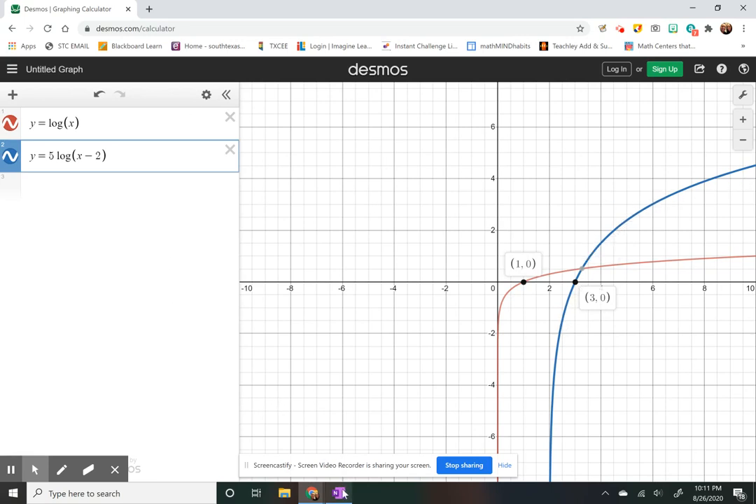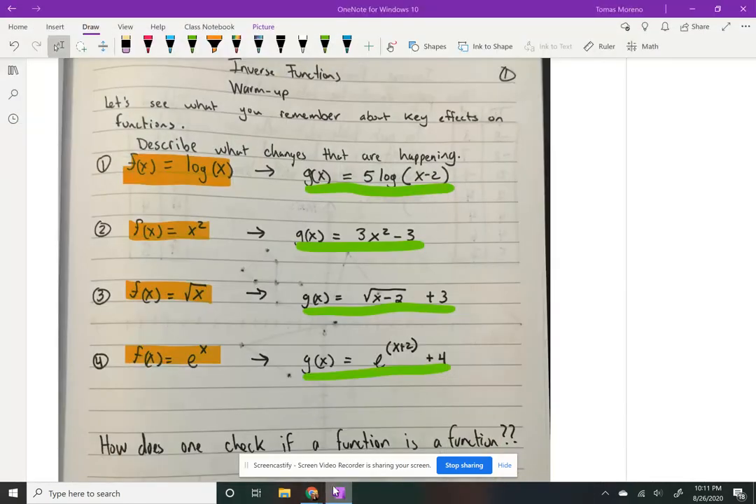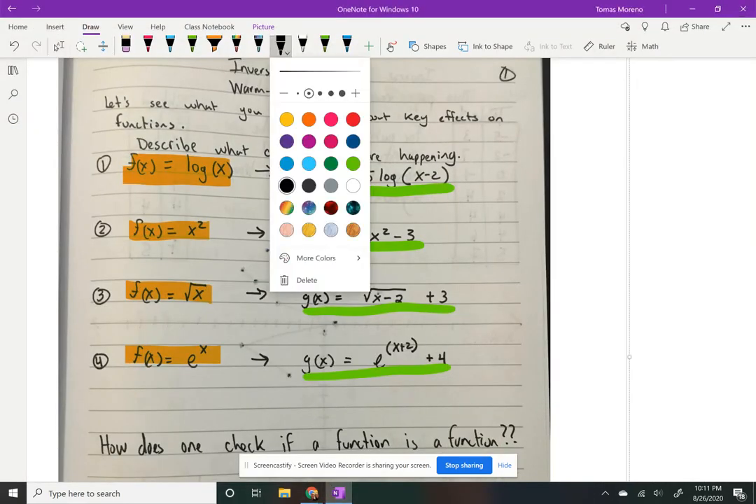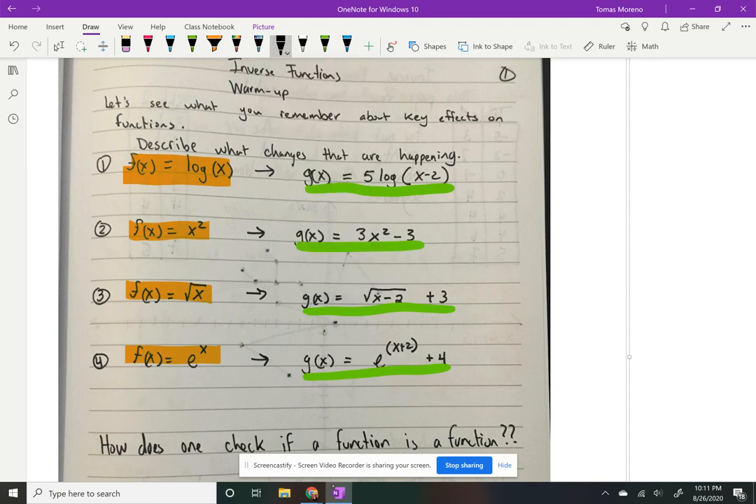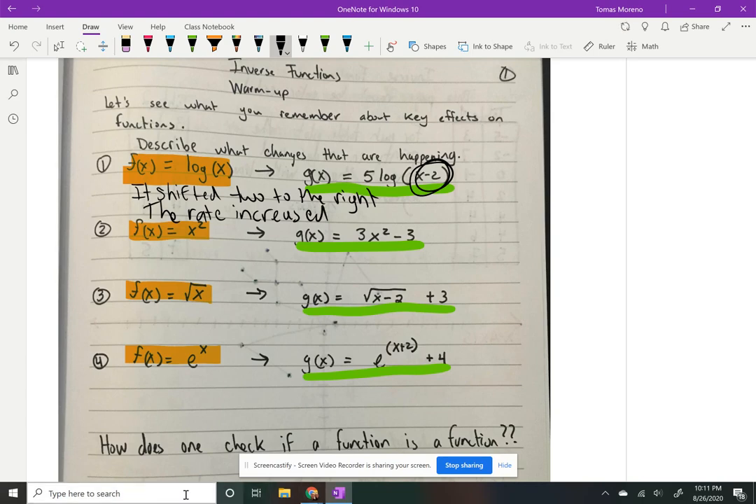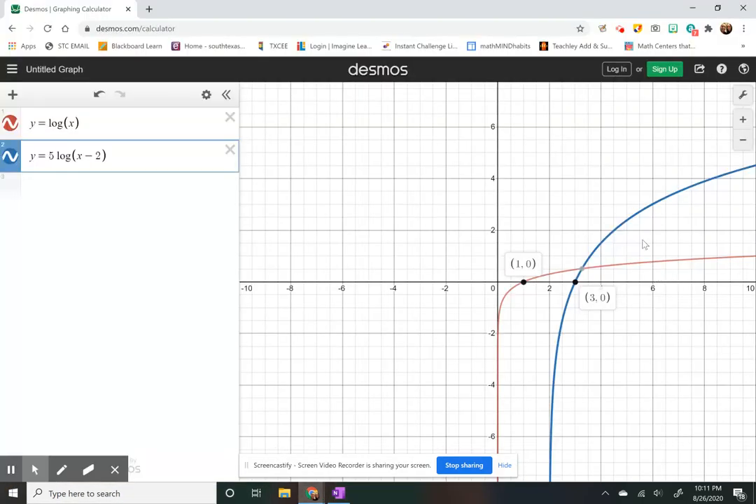So when we come back over here, we could say it shifted to the right. So this is key. And we could say the rate increased, because we notice that the curvature is going at a much higher rate.